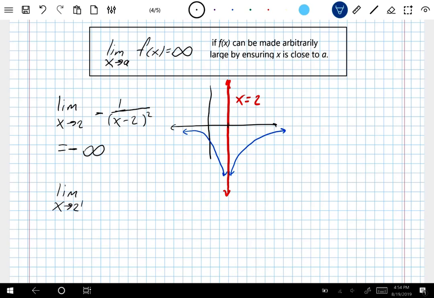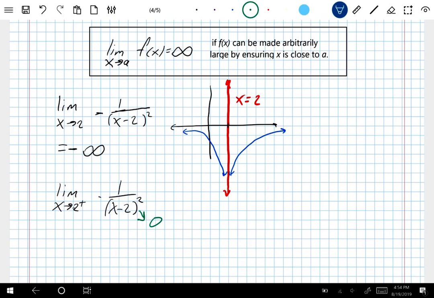So if I go to 2 from the right, this function, I find it pretty helpful to go ahead and think to myself, okay, what is happening to this denominator? This denominator, as I get closer and closer to 2 from the right, is going to 0. If I try to plug in a 2 here, I get a 0. And it's often handy for me to also think, is it going to be positive or negative 0?